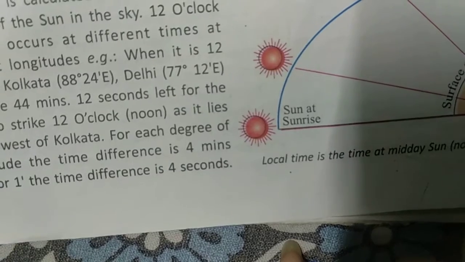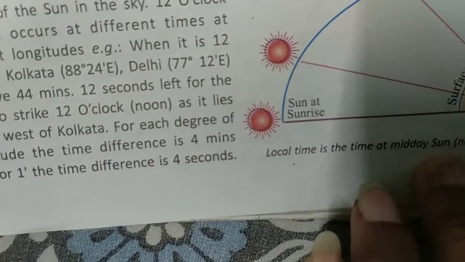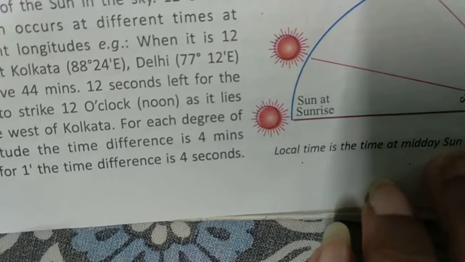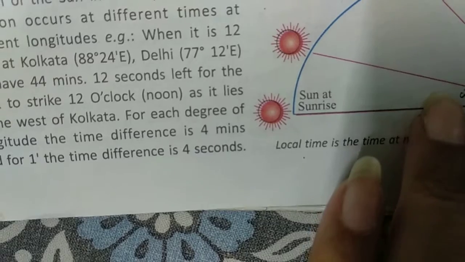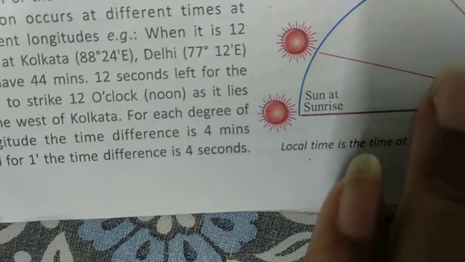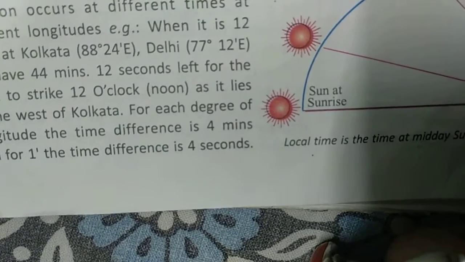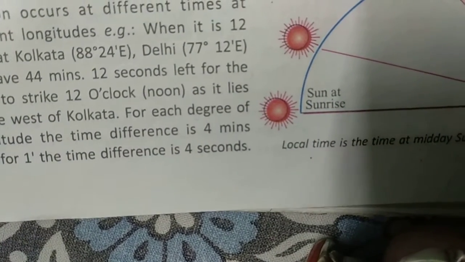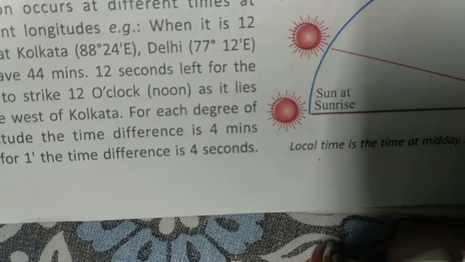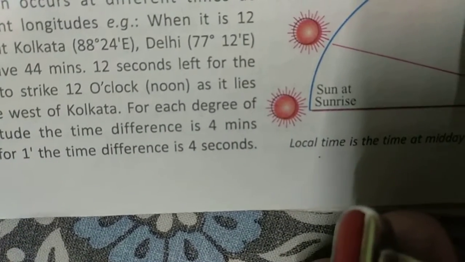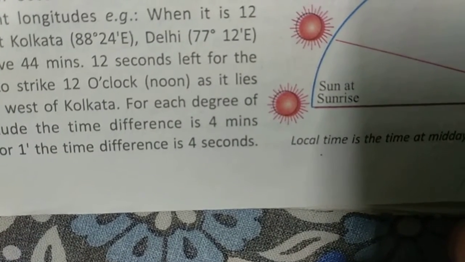So, it is calculated according to the position of the sun, that is, 12 o'clock noon occurs at different times at different longitudes. When it is 12 o'clock noon in Kolkata, in Delhi it will be 44 minutes remaining. If this is Kolkata and this is Delhi, from here to here it will take 44 minutes 12 seconds to become 12 o'clock, as it lies in the west of Calcutta.